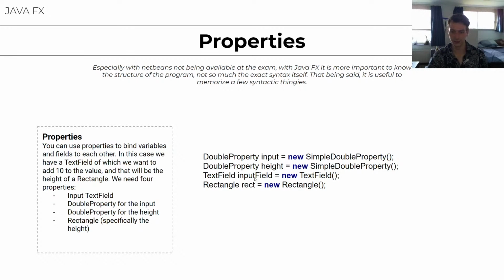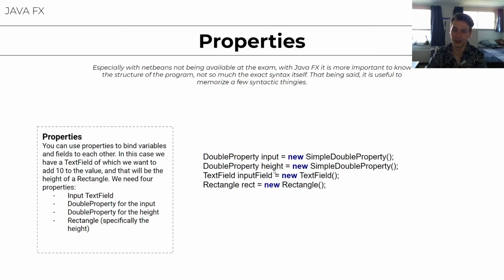So we need a text field, a rectangle, and we have 2 double properties. The double properties are for the input. So we're going to bind this input to the text field because we want that value, right? What's important to know about the text field is that it's always a string, while the height of a rectangle is specified by a double. So we need to convert that string to a double to make sure that we can do math with it, because we need to add 10 to the input value to get the height of the rectangle.